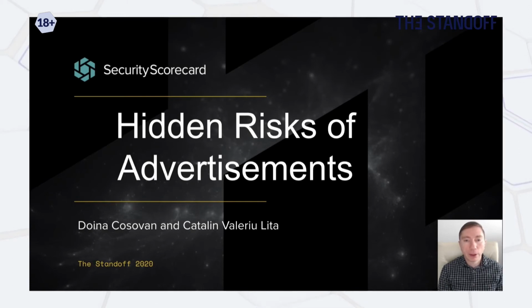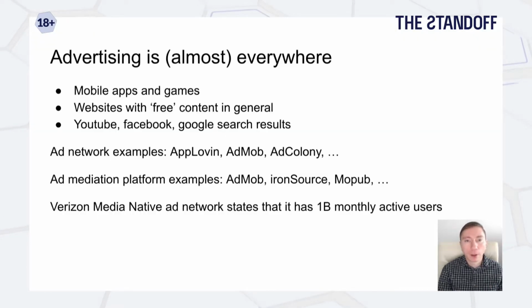We are malware researchers at Security Scorecard, and our presentation is about hidden risks of advertisements. This research was first presented at the Virus Bulletin conference this year in October. As you probably all know, advertising is almost everywhere. We can find advertising in mobile applications and mobile games, also on websites, for example, so-called websites with free content, and also on YouTube, Facebook, Google search results, and so on.